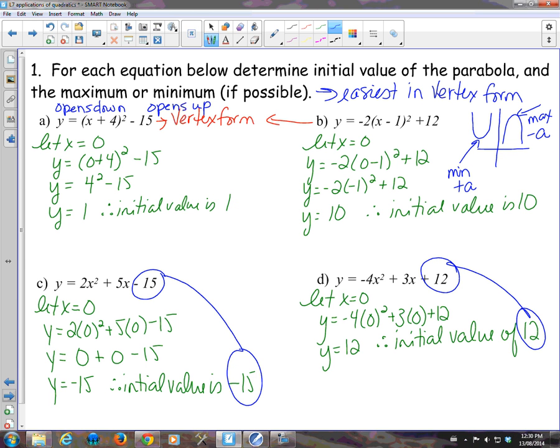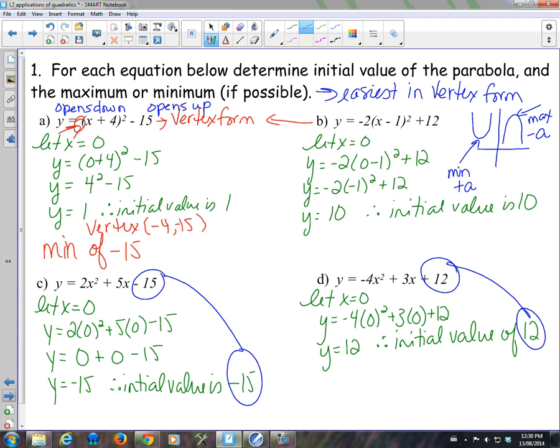So I'm going to look at my first equation. My A value is positive 1, so it's going to open up. So it will have a minimum of whatever the vertex is. So I look at my equation. The vertex is -4 and -15. So the minimum value of that equation is -15.